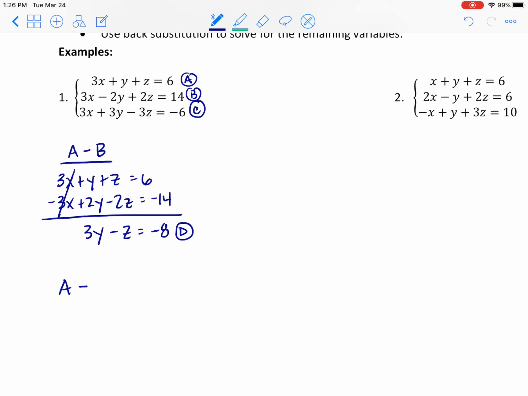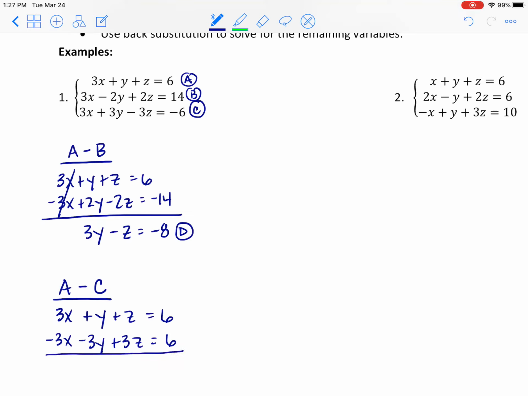So my next step, I'm going to take A and negative 1 times C and put those two together. So A was 3x plus y plus z equal to 6, unchanged. And then C gets multiplied by a negative. So if I multiply C by a negative, I get a negative 3x, a negative 3y, a positive 3z, and that's going to be equal to a positive 6. So when I combine these two equations, again, the x's cancel. That was the goal. Positive 1 and negative 3 gives me negative 2y. 1 and 3 gives me positive 4z. And then 6 and 6 makes 12 here. And I'm going to call this equation E.